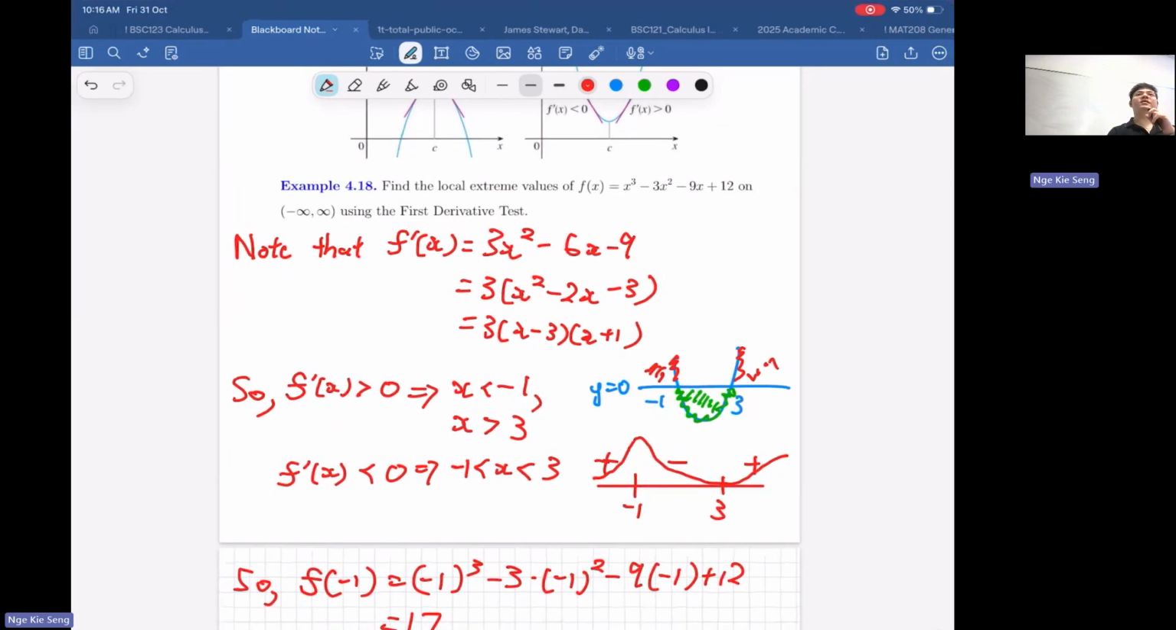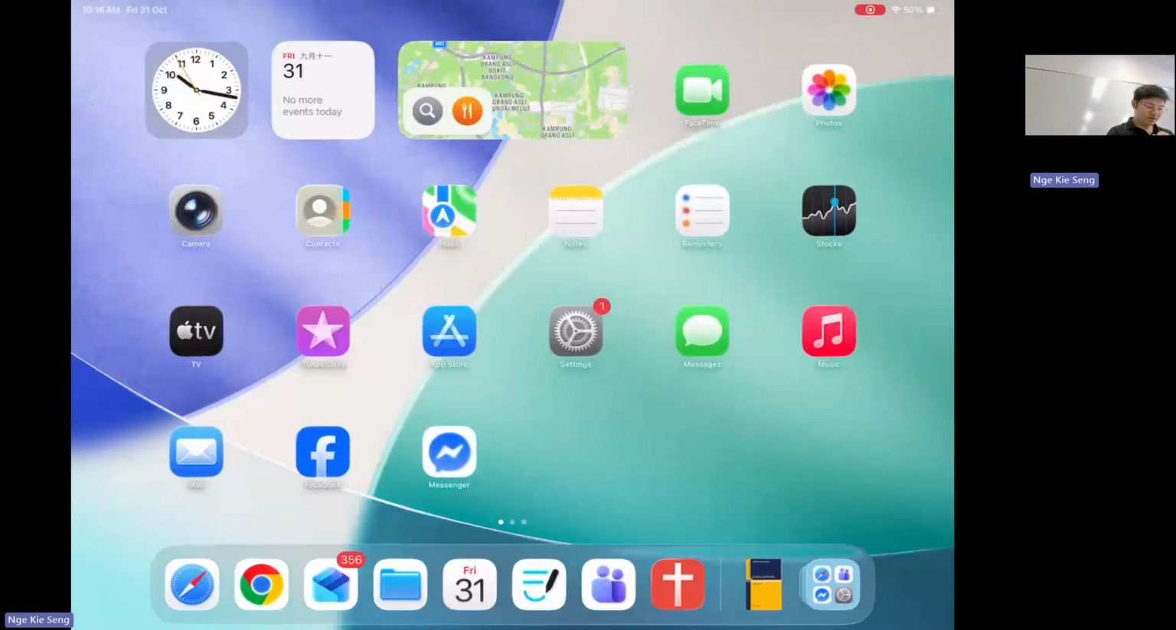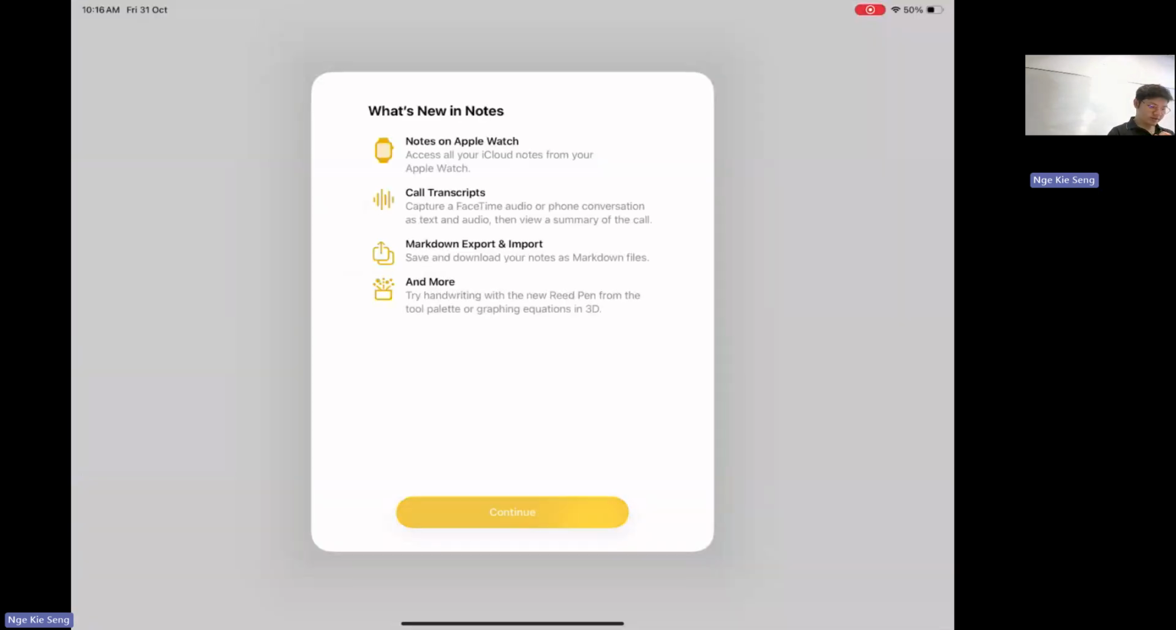Anyone using iPad here? You know iPad can graph? No, you guys don't know? Maybe I can try and demonstrate.